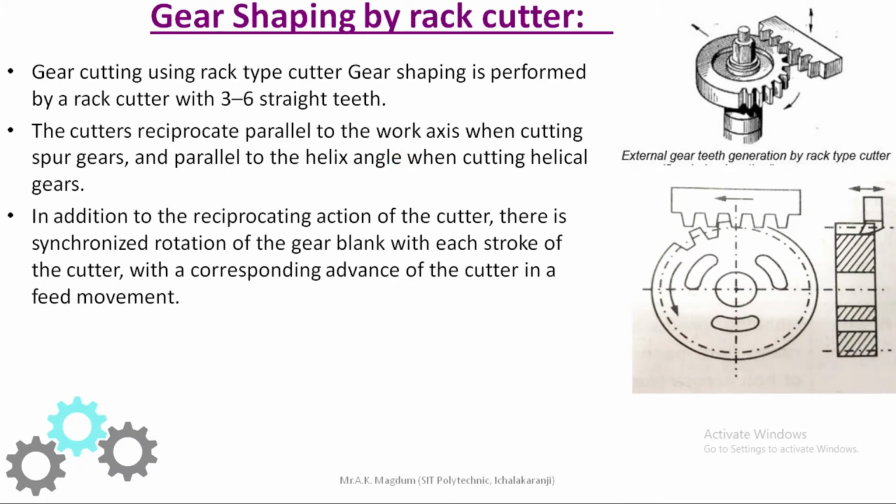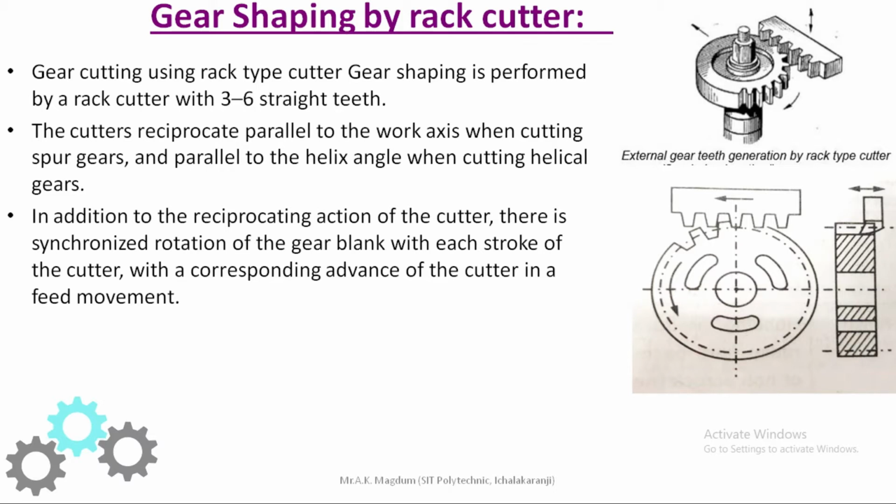Next, in addition to the reciprocating action of the cutter, there is a synchronized rotation of the gear blank with each stroke of the cutter. That is a very important thing. Once the cutter completes its stroke from upward to downward direction, at the same time there is a synchronized rotation of the gear blank which takes place.